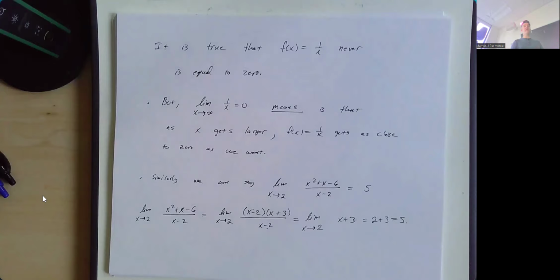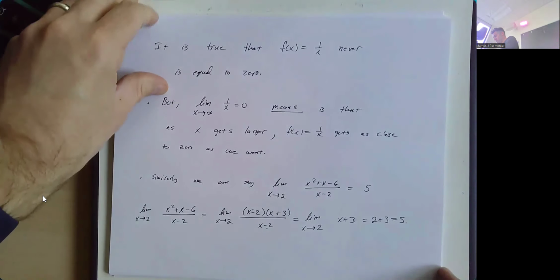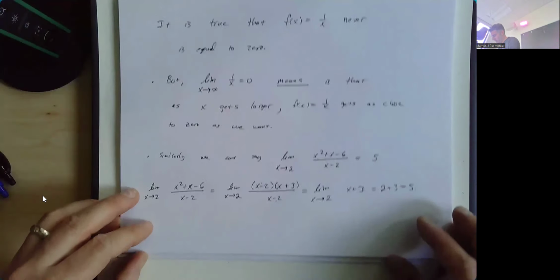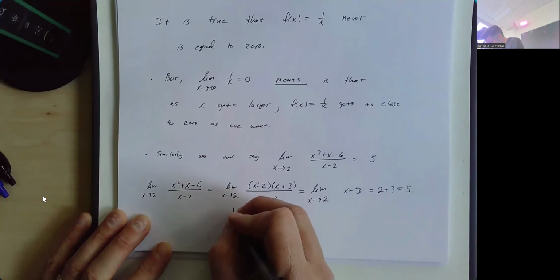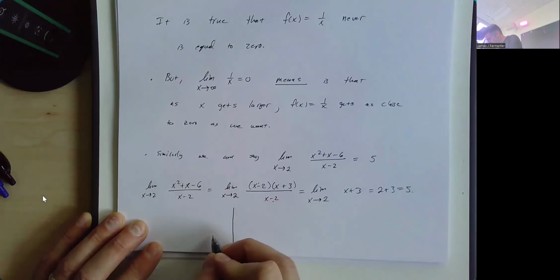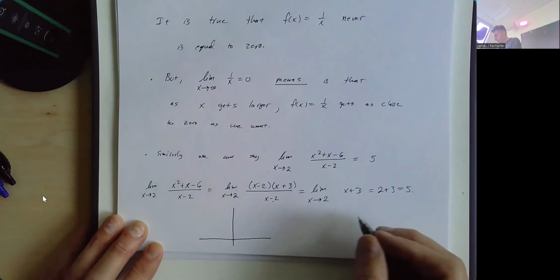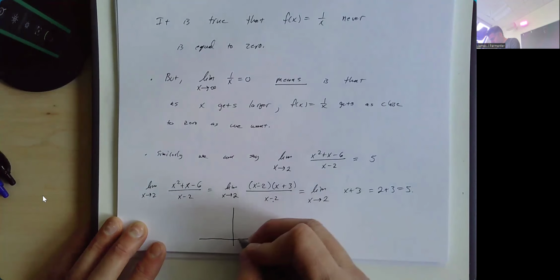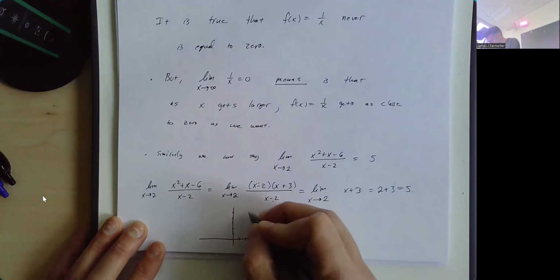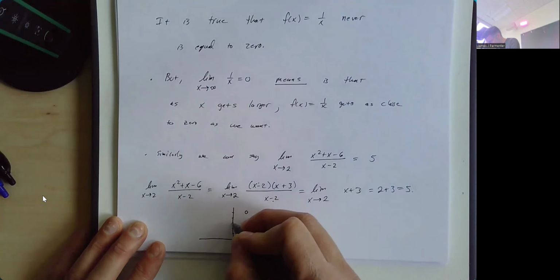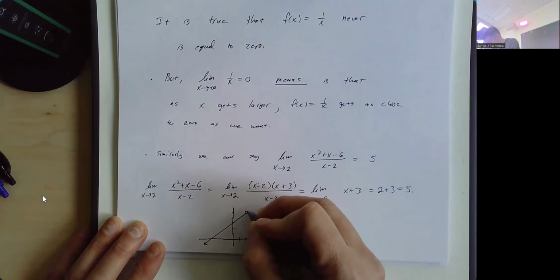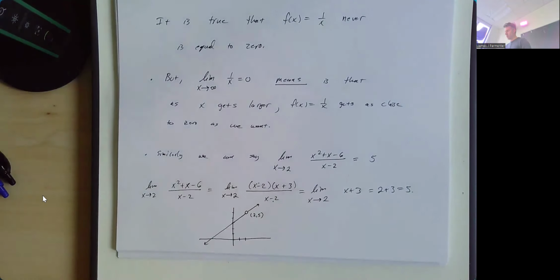The function never equals 5. In fact, I'll graph the function if you want to see it. I'll graph it right here, even though it's kind of terrible to graph it here. This function looks like the straight line y equals x plus 3, except there's a hole at the point when x equals 2 and y equals 5. The hole right there, and the graph looks kind of like this. Hole at the point (2, 5).